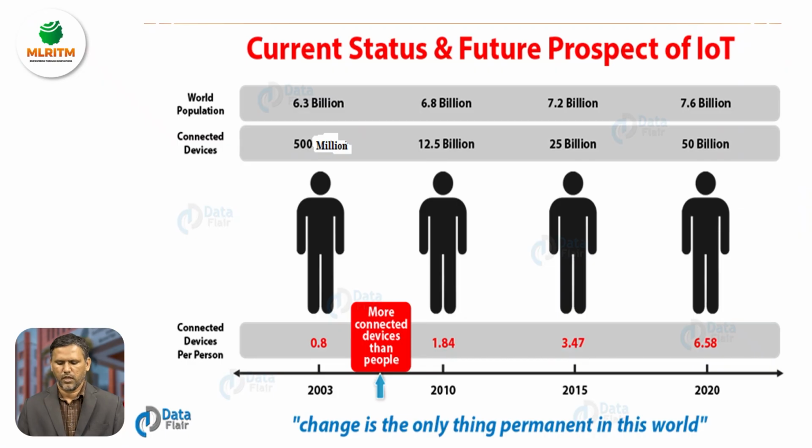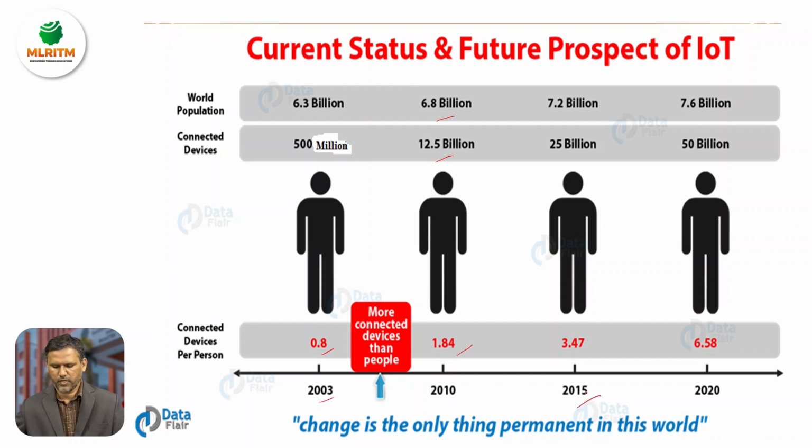Next, current status and future prospects of IoT. Here, in 2003, the world population was 6.3 billion, connected devices were 500 million, and connected devices per person 0.8. In 2010, world population was 6.8 billion, connected devices 12.5 billion, and connected devices per person 1.84.